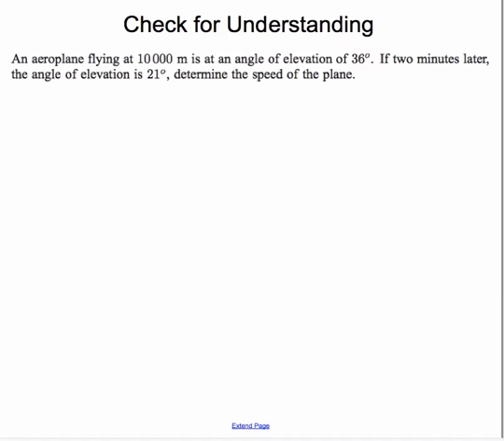Last example. In the last example, an airplane is flying at 10,000 meters and is at an angle of elevation of 36 degrees. So you're looking at this airplane. It's up here, and this is the ground. The angle of elevation is 36, so here's the ground. I'll try to draw a straight line. The angle of elevation here is 36 degrees.